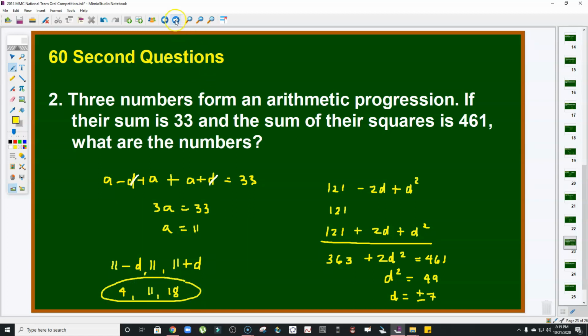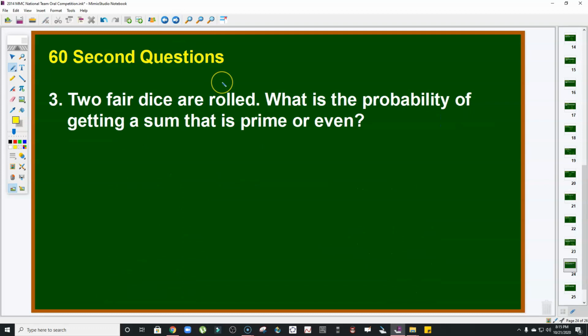Okay? Next, problem number 3. Two fair dice are rolled. What's the probability of getting a sum that is prime or even?